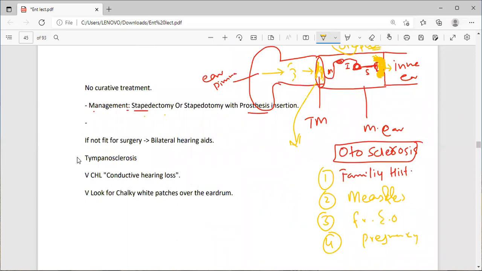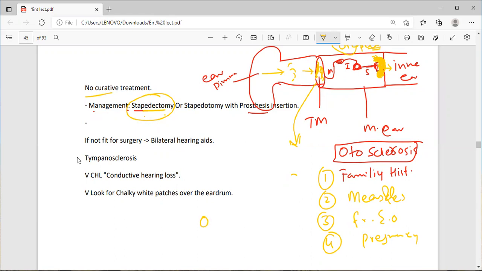Yes, the last thing is, what is the management? There is no curative management. What is the last procedure? What you can do is a procedure called stapedectomy. What you will do is insert a new stapes bone.